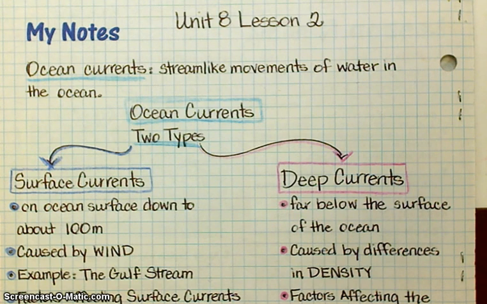Surface currents are basically at the ocean's surface down to about 100 meters or so. Surface currents are largely caused by wind. The Gulf Stream is an example of a surface current. The Gulf Stream brings warm water up along the east coast of the United States. There's also the California current on the west coast, and that actually moves cooler water south along the west coast. So you kind of have an opposite effect. But anyway, the Gulf Stream and the California current are both important currents for you to understand.